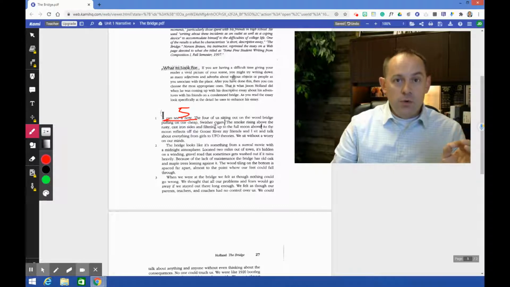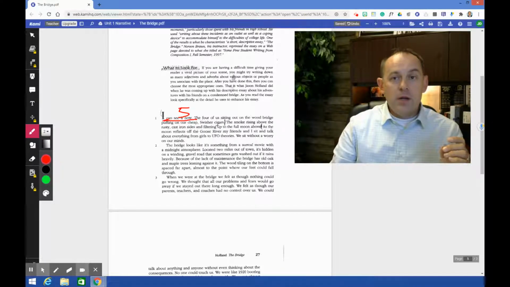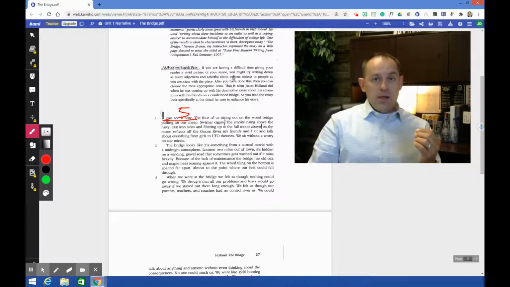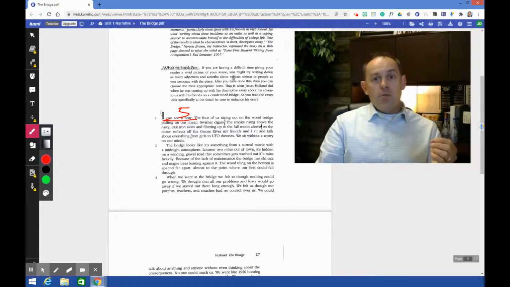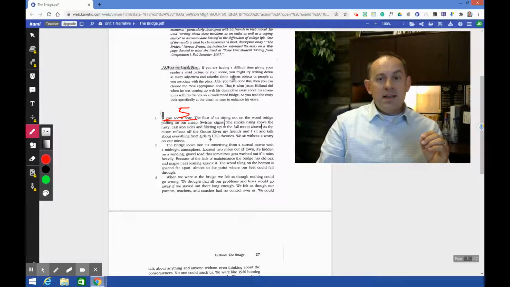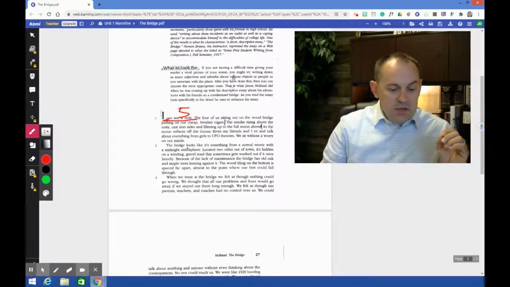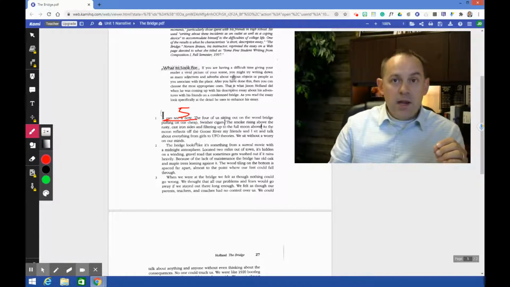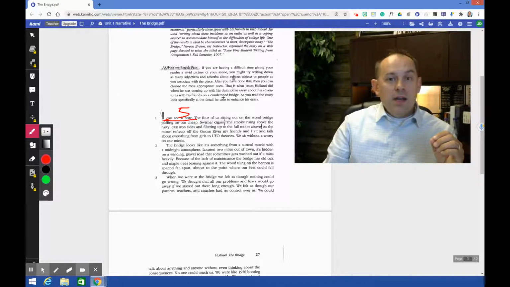It not only tells us who, but it tells us the action, what they are doing. So you immediately get the sense that this is a close knit group of friends who are just hanging out in their own kind of place, doing their own thing. The smoke rising up above the rusty cast iron sides and filtering up to the full moon above. Again, descriptive detail. You can see it. As the moon reflects off the Goose River, my friends and I sit and talk about everything from girls to UFO theories. Specific details. We sit without a worry on our minds. So it tells us the who is there, it tells us where it's taking place, and it focuses on what they're doing. So it answers that question of what with an emphasis on the action.